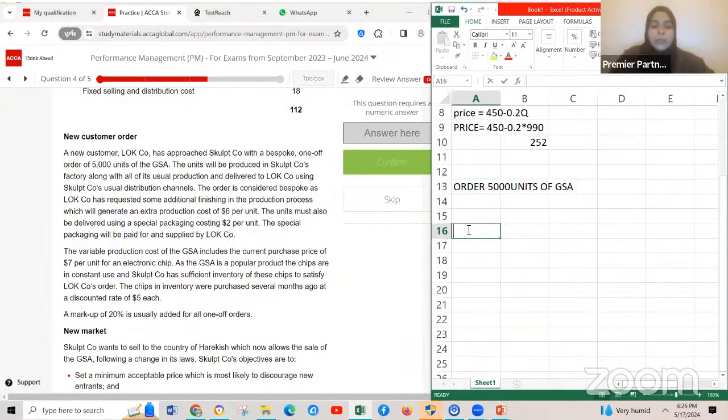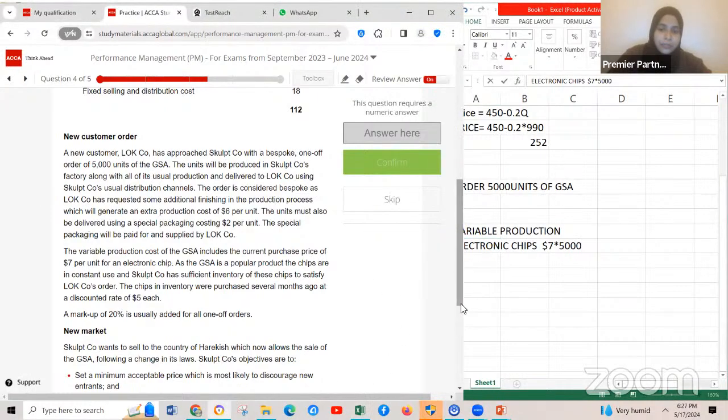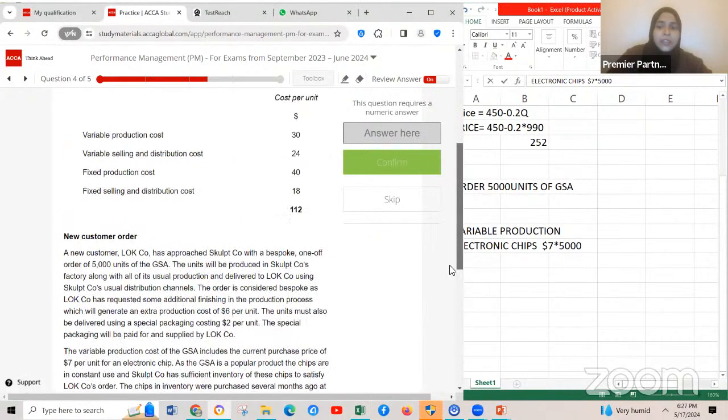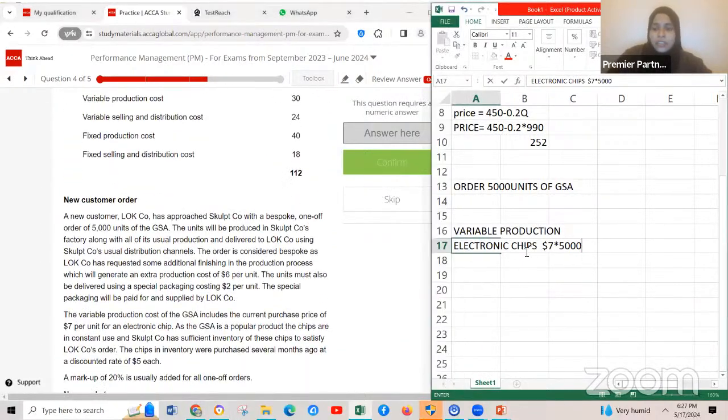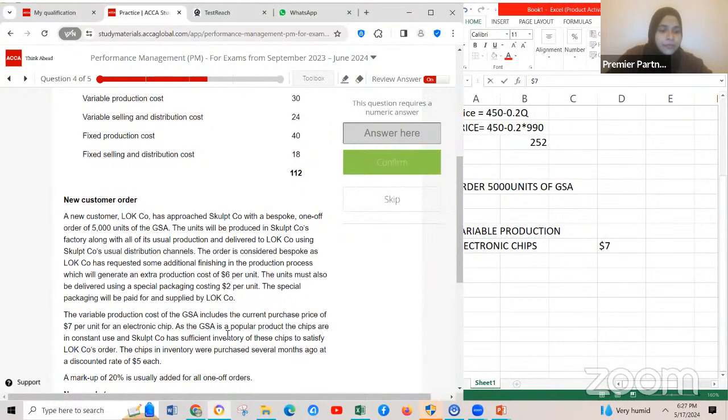So let's take variable production cost. We have to take it at the purchase cost. The electronic chips have to be bought at $7 per unit. We are buying for 5,000 units, right? Are they asking per unit, by the way? They're asking minimum price per unit. So we can just take it per unit. We don't have to take it for 5,000. This is 7 per unit.